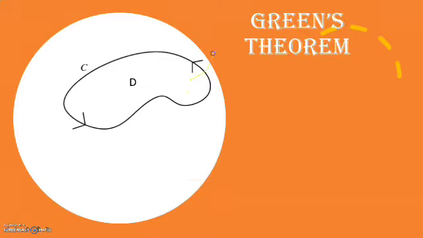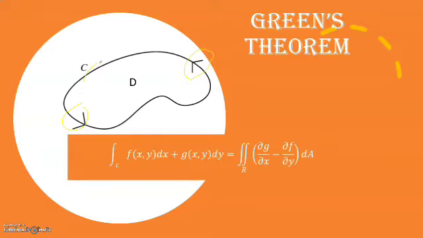Here is the movement of the curve C. As we can see, it is moved counterclockwise. Counterclockwise of the curve C. And then we have the equation. Let's take a look at the equation.